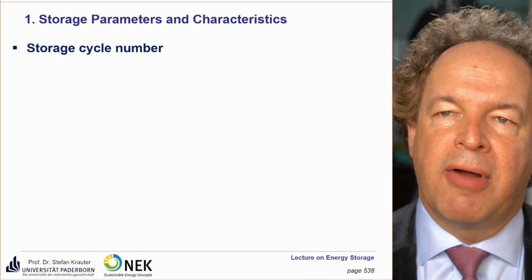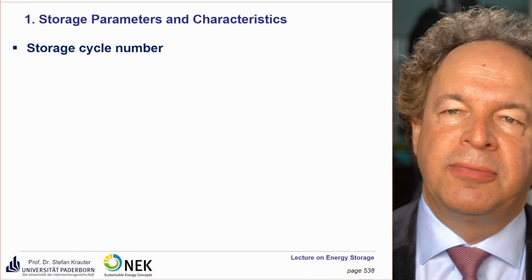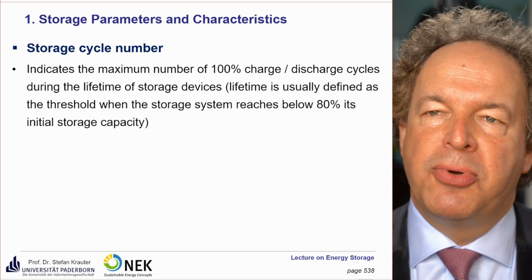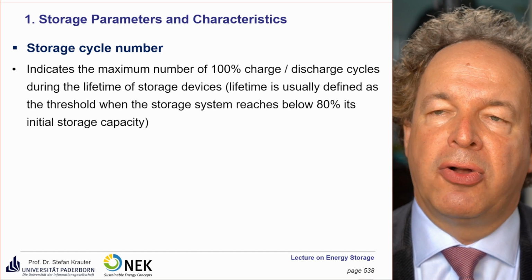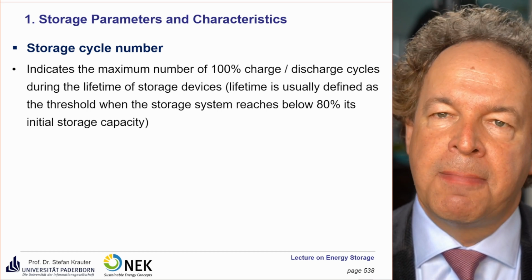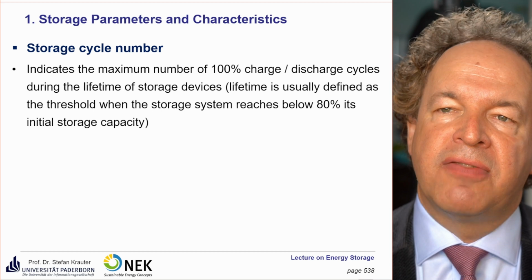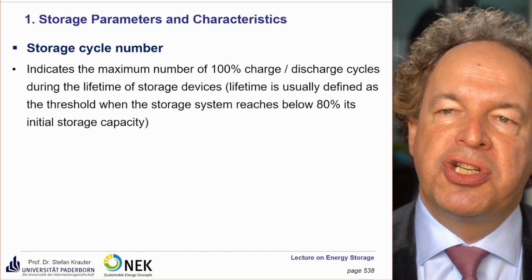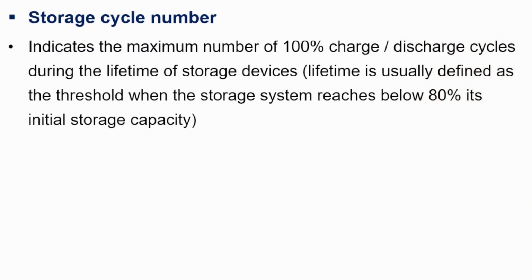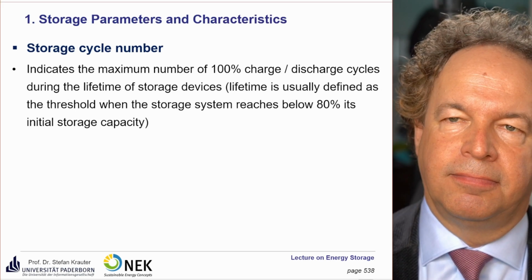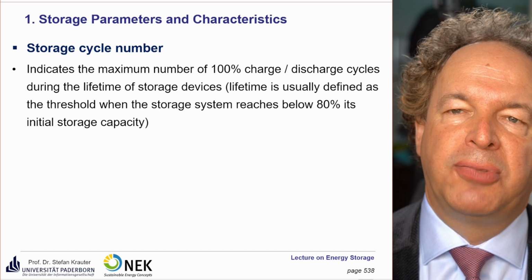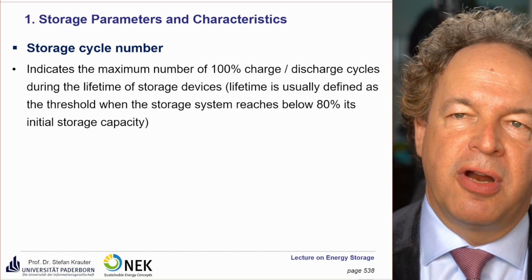A very important characteristic is the storage cycle number. It indicates the maximum number of 100% charge and discharge cycles. We also speak of full cycles. During the lifetime of the storage device, lifetime is usually defined as the threshold when the storage system falls below 80% of its initial storage capacity. For some applications, this can be more than sufficient. Then you can put a lower threshold, for example, for stationary applications.